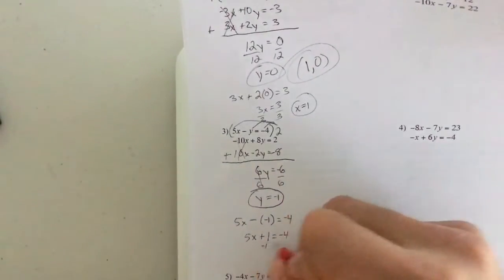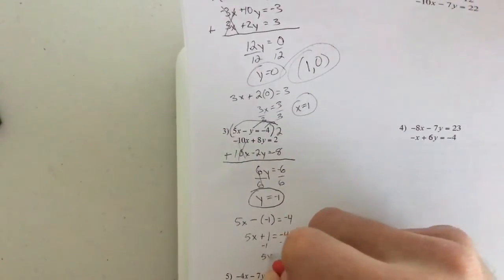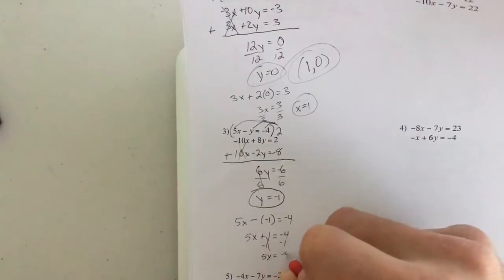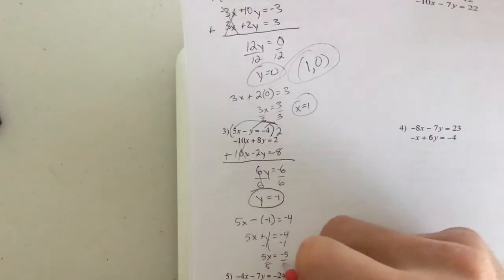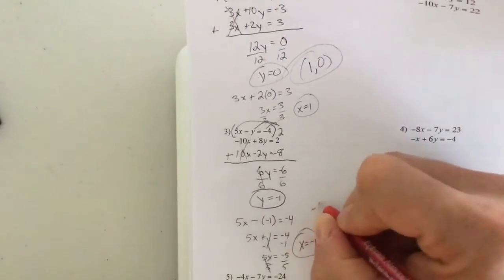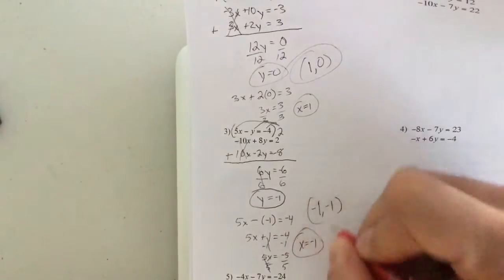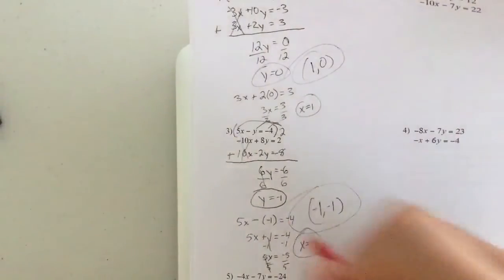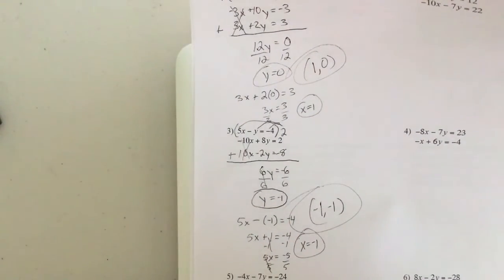We've been doing this for years. Subtract 1 from both sides. 5x equals negative 5. Divide both sides by 5. X equals negative 1. So our point is negative 1, negative 1. Whoop, whoop. Love it, love it, love it.